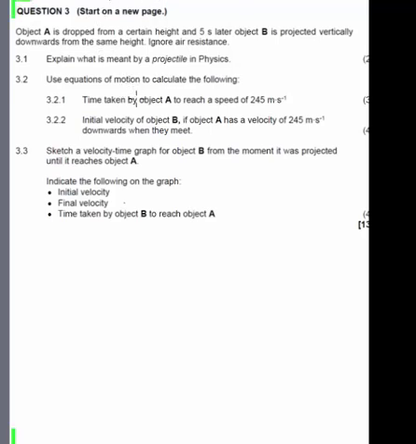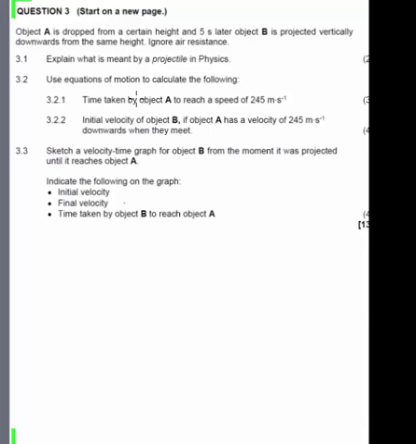Now remember, a projectile is an object upon which the only force acting on it is the force of gravity. Don't mistake this with the definition for free fall. Free fall is also when the only force acting on an object is the force of gravity, but you have to start by saying when an object is in motion. Right, so that's the difference between the two.